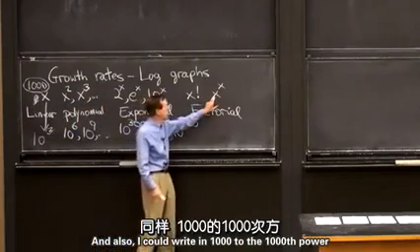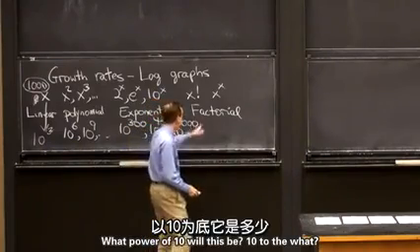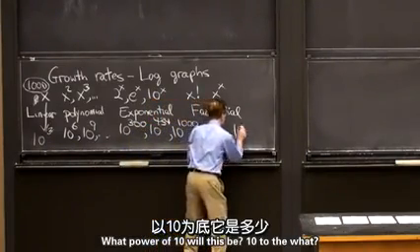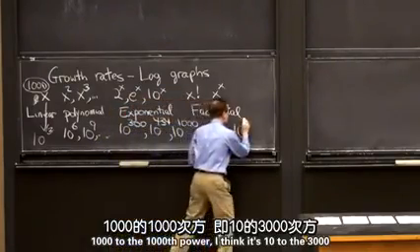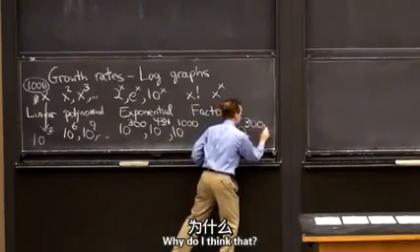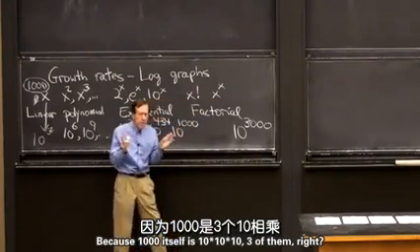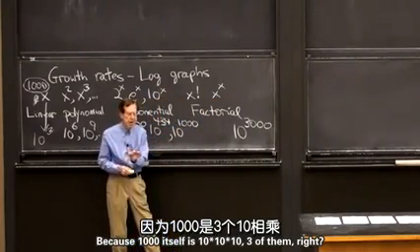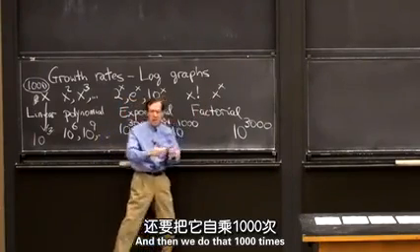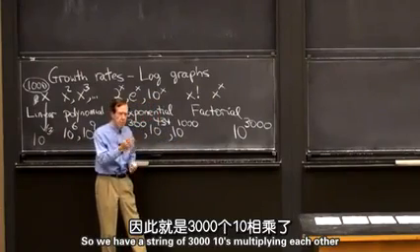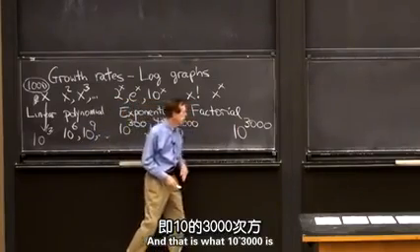And also I could write in 1,000 to the 1,000th power. What power of 10 will this be? 10 to the what? 1,000 to the 1,000th power, I think, is 10 to the 3,000. Why do I think that? Because 1,000 itself is 10 times 10 times 10. Three of them, right? And then we do that 1,000 times, so we have a string of 3,000 tens multiplying each other, and that's what 10 to the 3,000th is.